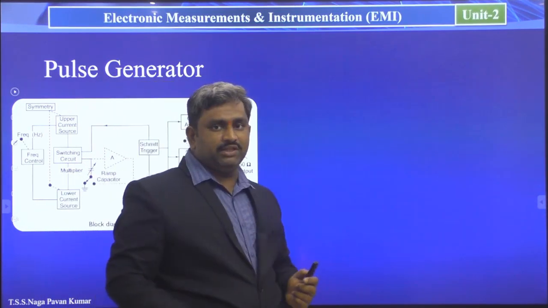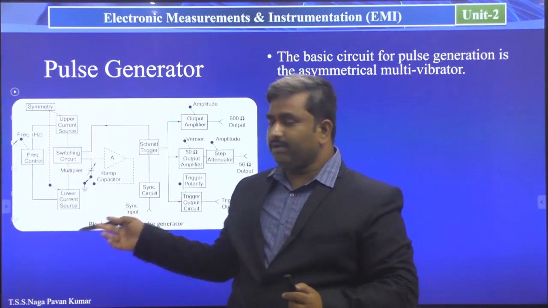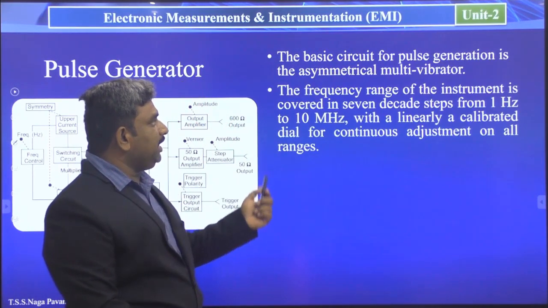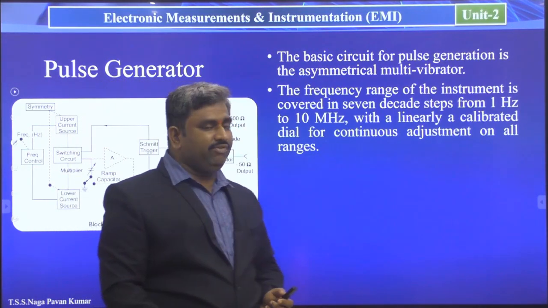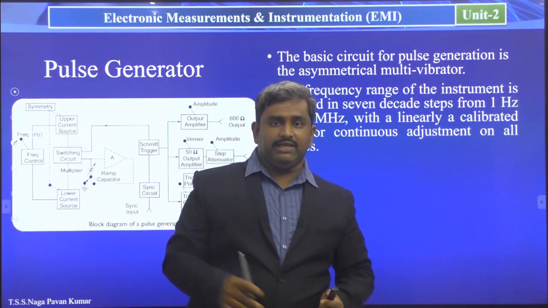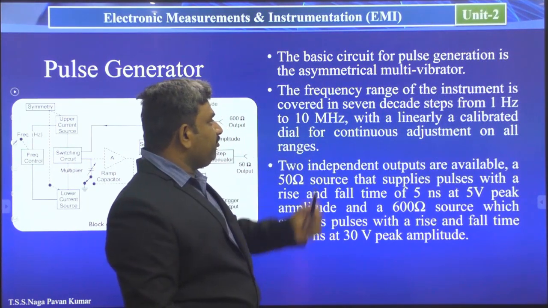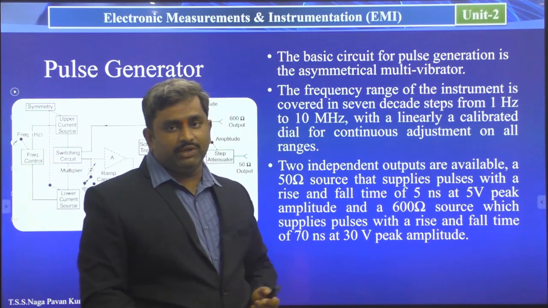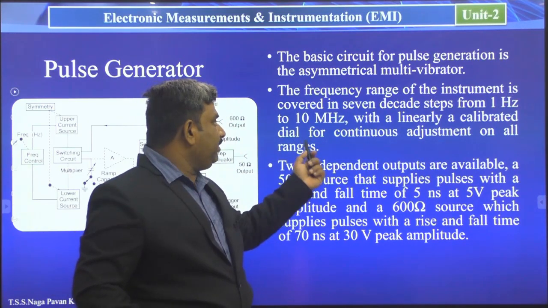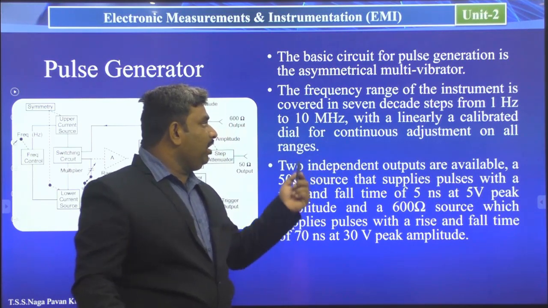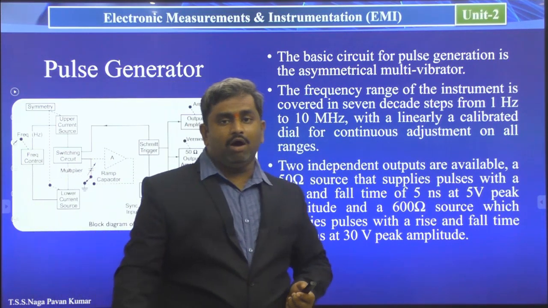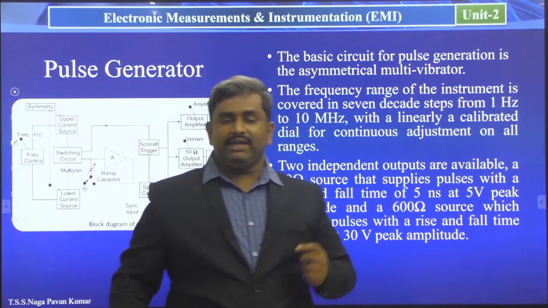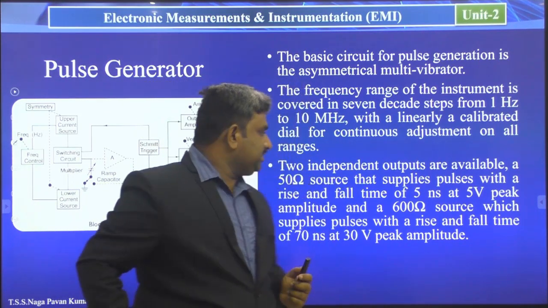In this slide we will see the theoretical information for this block diagram. The basic circuit for pulse generation is an asymmetrical multivibrator. The frequency range of this instrument is covered from 1 Hz to nearly 10 megahertz, with a linearly calibrated dial for the continuous adjustment on all ranges. In all the ranges of this pulse wave signal, we can adjust the complete frequency.